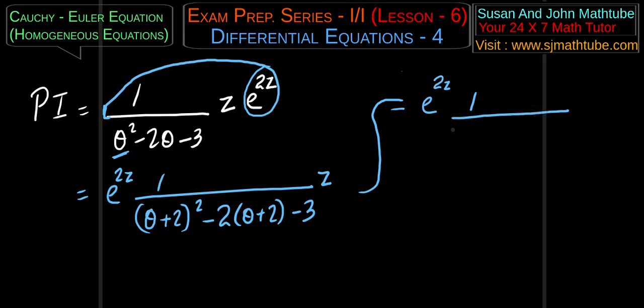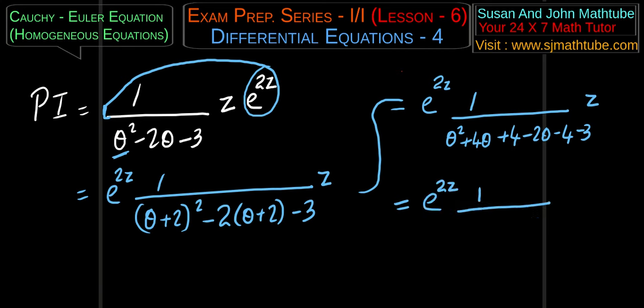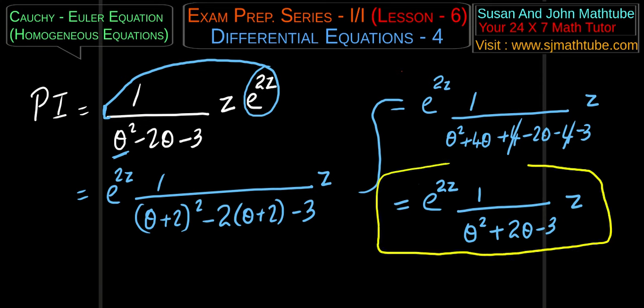So one by, expand this: theta square plus 4 theta plus 4 minus 2 theta minus 4 minus 3 of z is equal to e to the power 2z. One by, these two will get cancelled and we get theta square plus 2 theta minus 3 of z. Now it's obvious this is type 3.